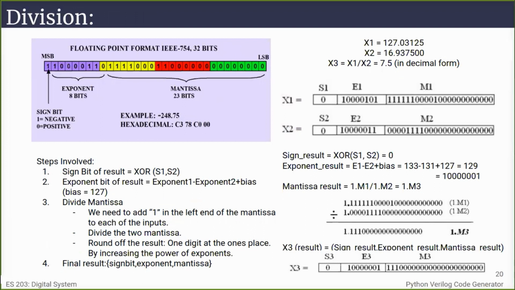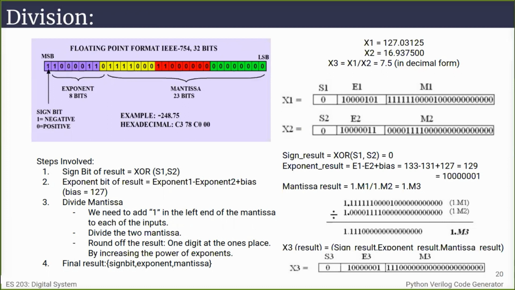In division, a method similar to multiplication is followed. To get the sign bit, we will XOR the sign bits of both inputs. To get the exponent, we will subtract the two exponents and add the bias. Earlier, we added the two exponents and subtracted the bias, so there's a change which we can notice here.